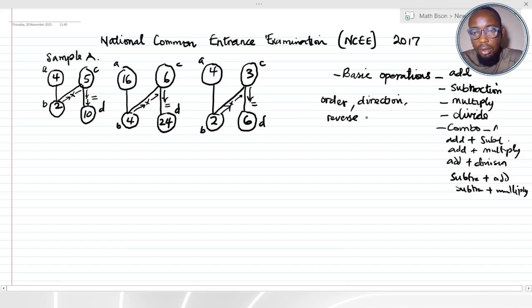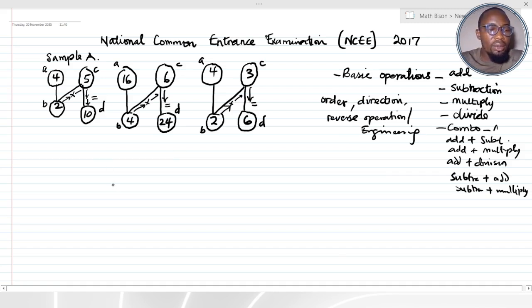It is part of reverse operation or reverse engineering. In physics, in chemistry, we call this reversible reaction. Okay, in reversible reaction that goes both ways. It can go to the left, it can go to the right. So now let's do this.